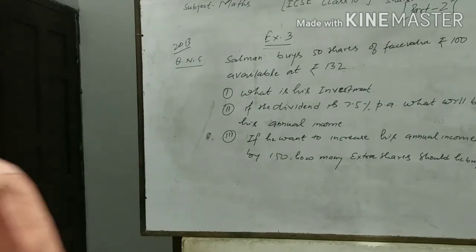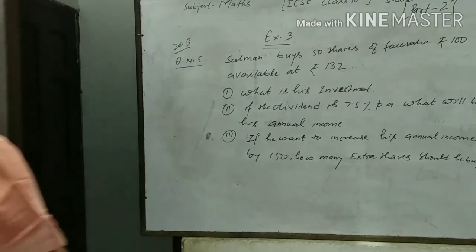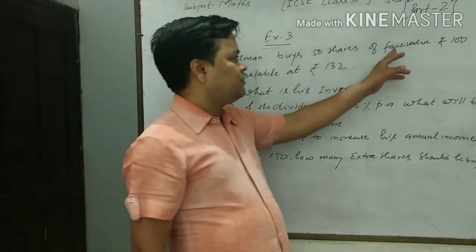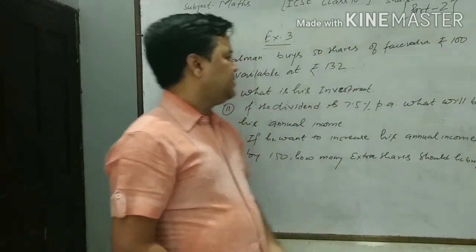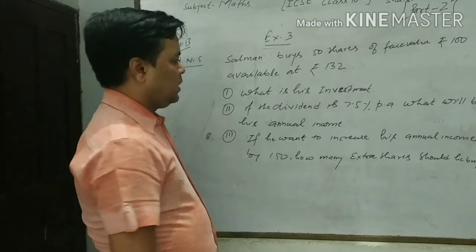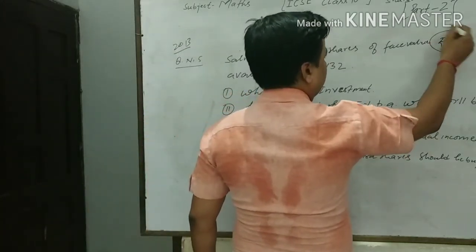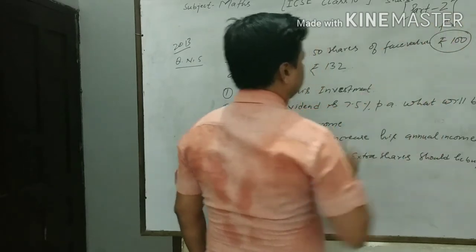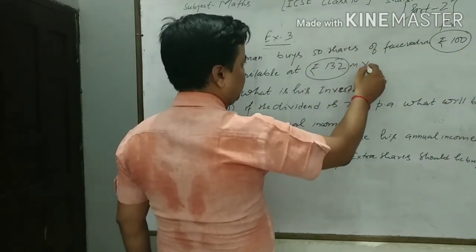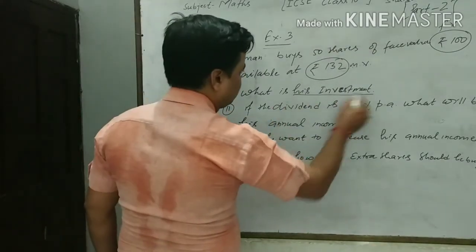Now we will discuss the next question. The next question is, Salman buys 50 shares of face value rupees 100 available at rupees 132. What is this? This is face value. And what is this? This is the market value. Okay. So what is his investment? We have to find the investment.